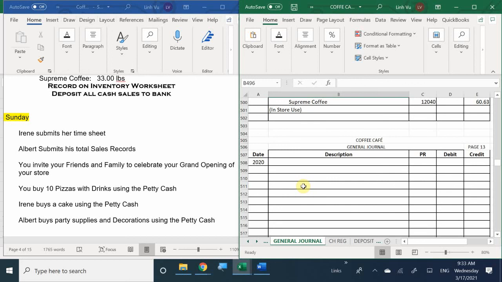So here I took, or we took out, the money from the petty cash fund. And then who else took out money from the petty cash fund? Irene and Albert. Yes, they both did, because we asked Irene to buy us a cake and we asked Alan to buy us party decorations, plates, utensils, all that stuff. We don't have the receipts, but we know that they're going to take it out of the petty cash fund.